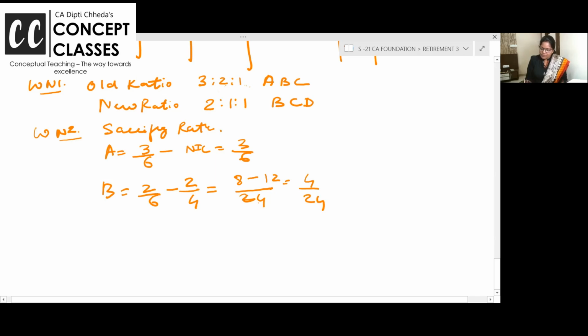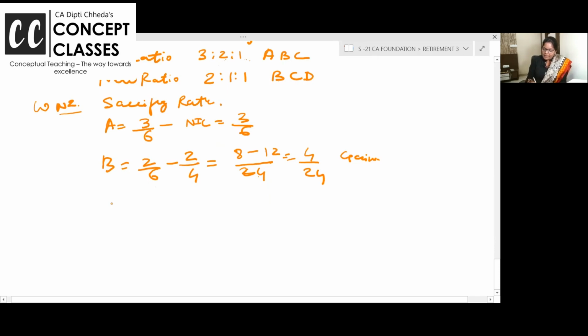4/24. That too minus. So he is gaining. B is gaining. Are you all getting? Old ratio was 2/6, now 2/4. So B is gaining. And C, old ratio is 1/6. New ratio is 1/4.